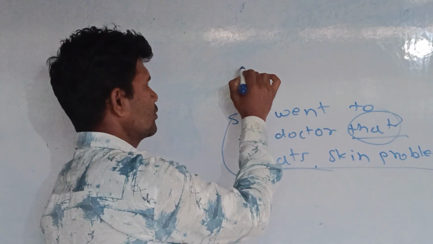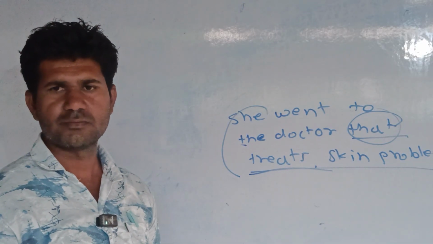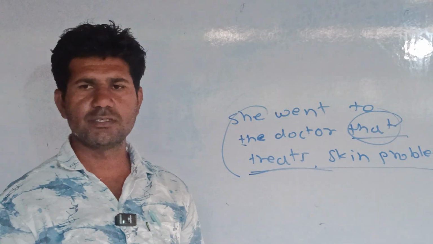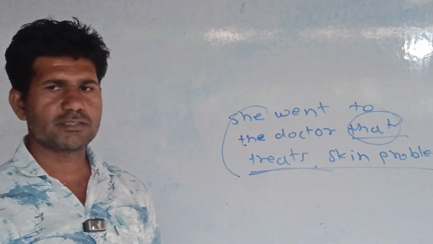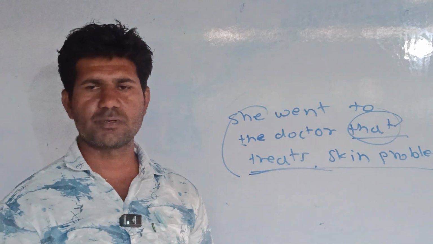So there are five that we studied as a relative pronoun, and this is our last type of pronoun that we studied. In next session we'll study vocabulary and correct use of pronoun.